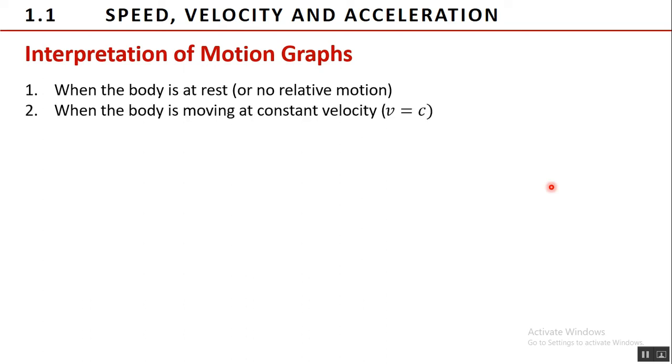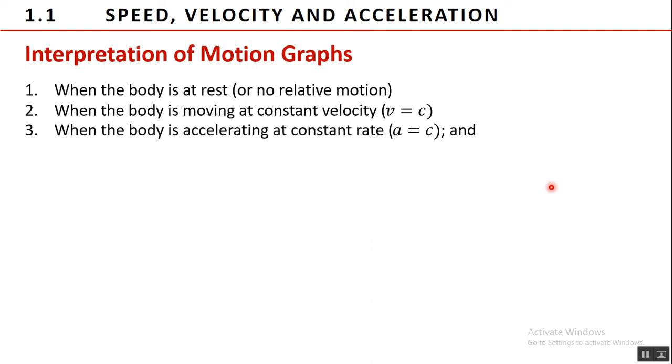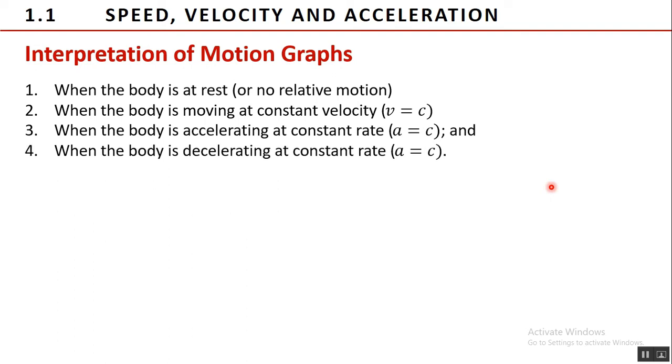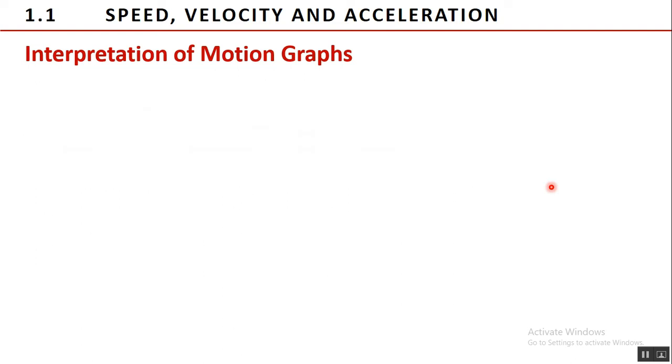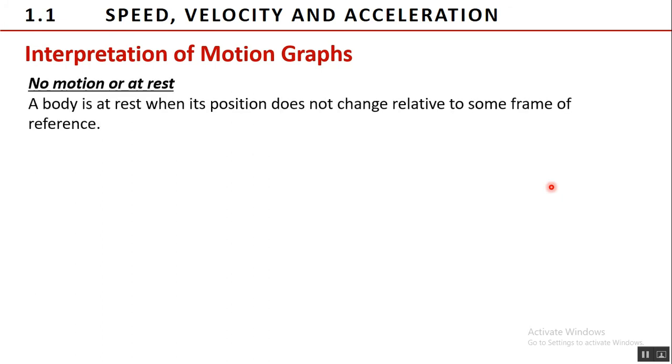Number 1, when the body is at rest, or no relative motion. Number 2, when the body is moving at constant velocity. Number 3, when the body is accelerating at constant rate, and Number 4, when the body is decelerating at constant rate. So let's begin. For no motion or at rest.